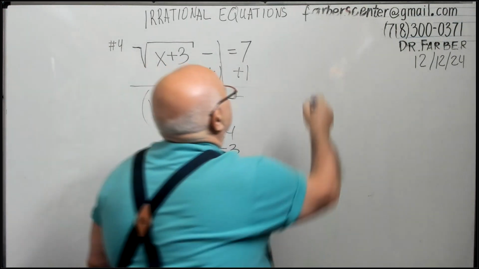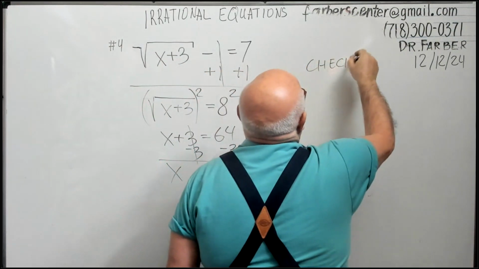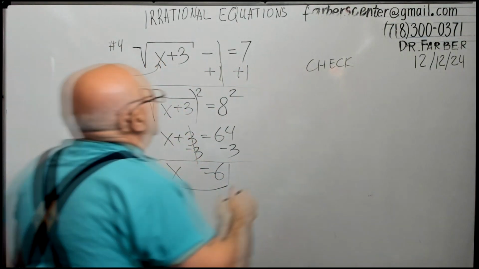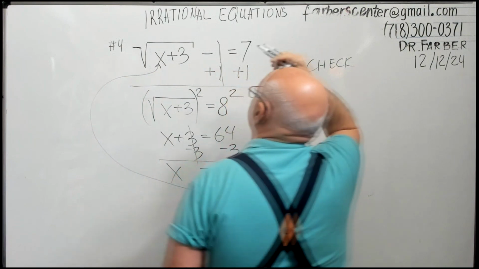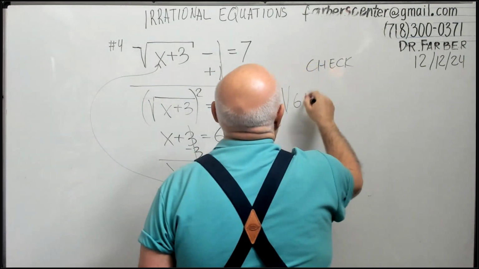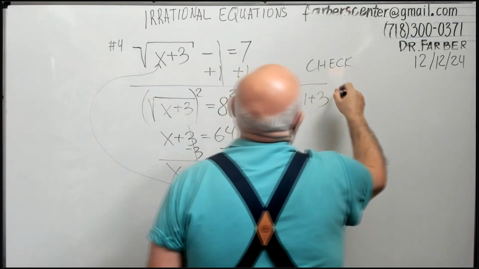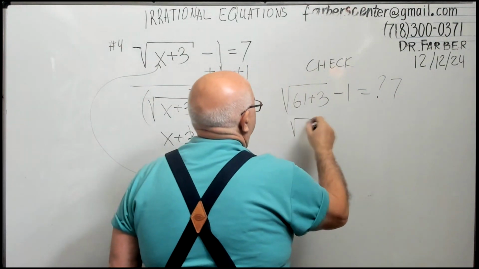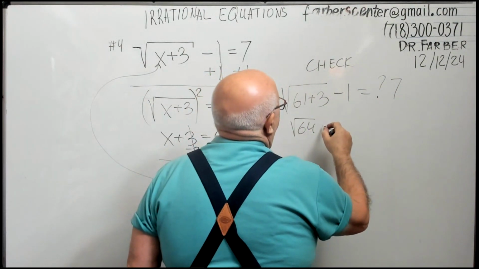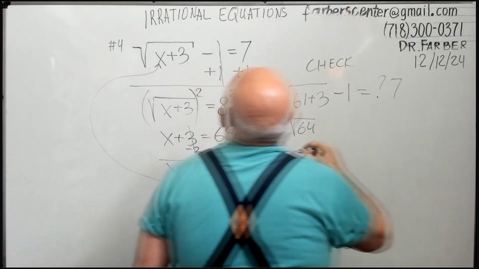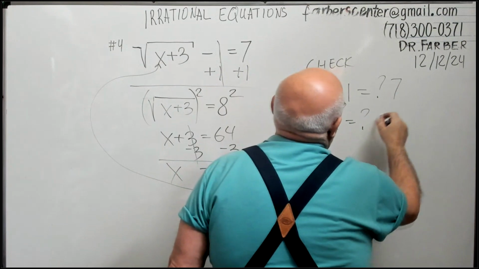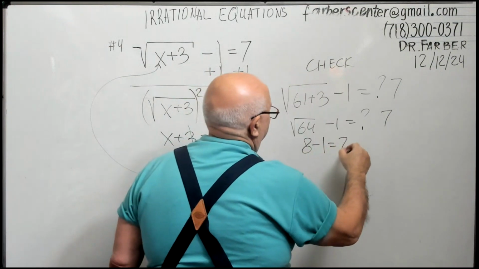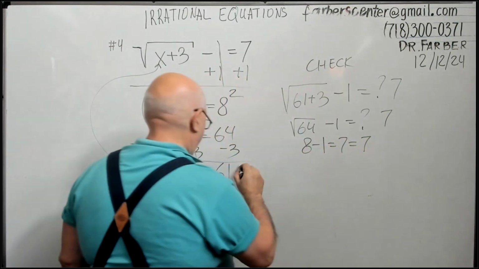I want to check. Grab this guy. Plug in over here. Square root of 61 plus 3, minus 1. Is it equal to 7? The square root of 64, okay, minus 1. Is it equal to 7? Square root of 64 is 8, minus 1 equals 7, and 7 equals 7. Bingo, we solved it correctly.